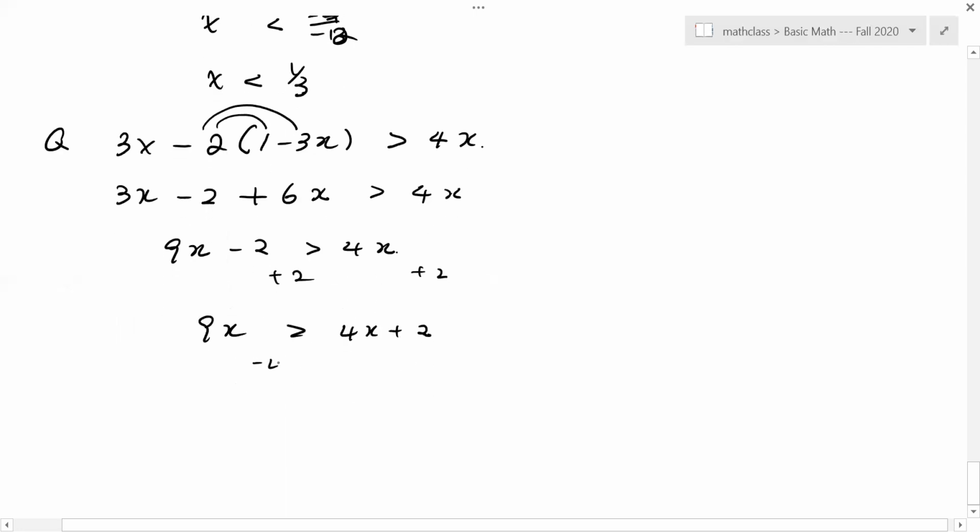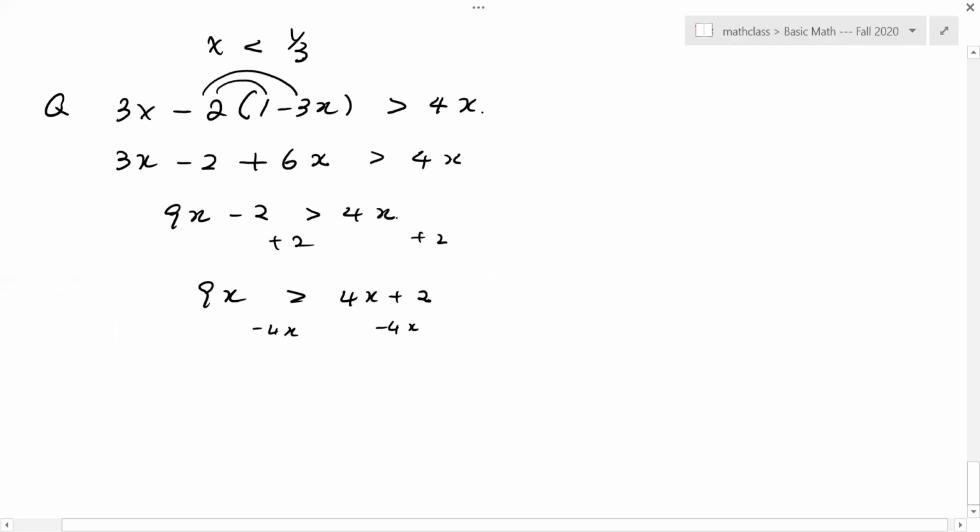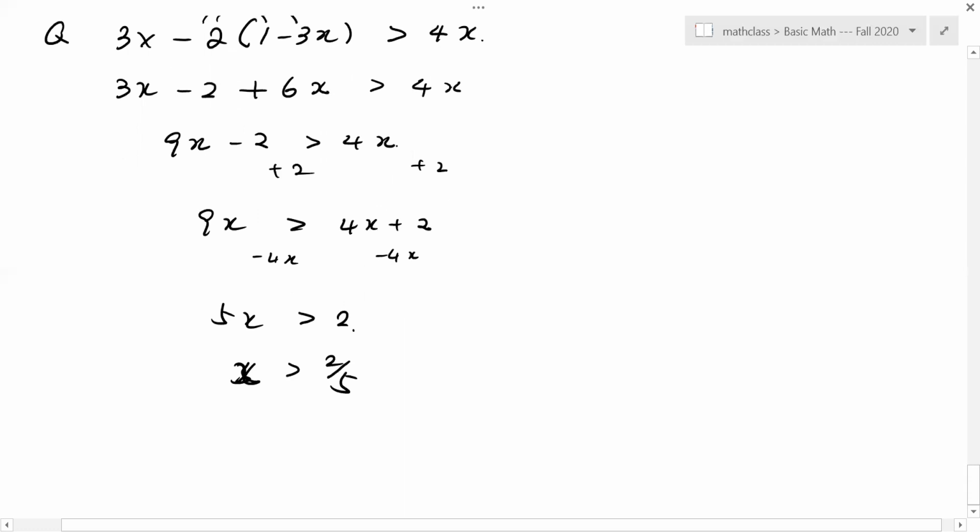Then I move 4x to the left-hand side. That means I subtract 4x from both sides. So I get 5x greater than 2. Then I divide both sides by 5. So x should be greater than 2/5. All right, good job.